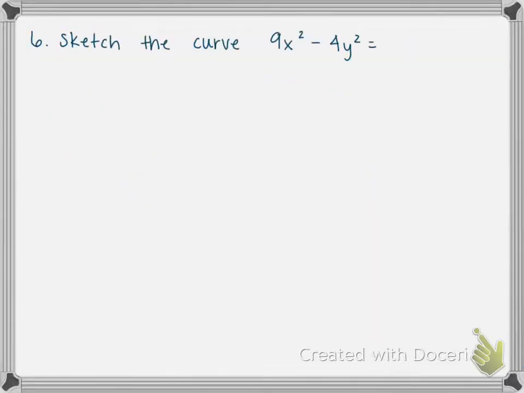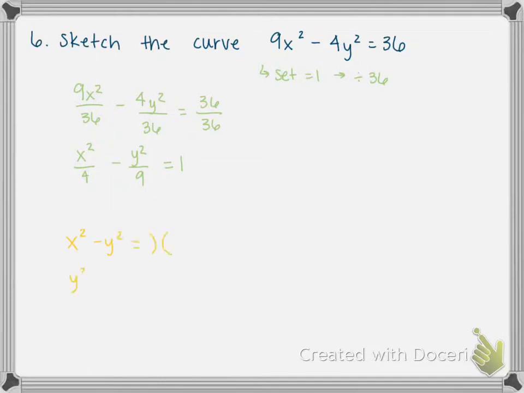Example number 6 says to sketch the curve 9x squared minus 4y squared equals 36. Again, let's set this equal to 1, so we're going to divide everything by 36. After you do that and reduce, you will get x squared over 4 minus y squared over 9 equals 1. We know that this is a hyperbola because of the subtraction in the middle. If you have x squared minus y squared, it will open side to side and look like an x. And if you have y squared minus x squared, that will open up and down, and that kind of looks like the Under Armour sign. So that's how you can know which way it will open.